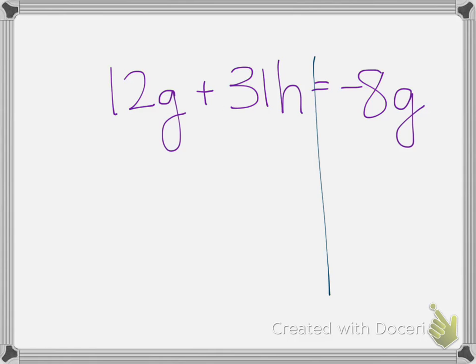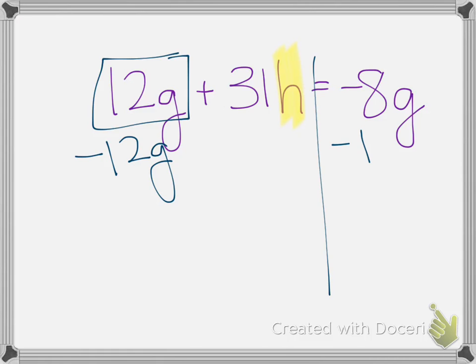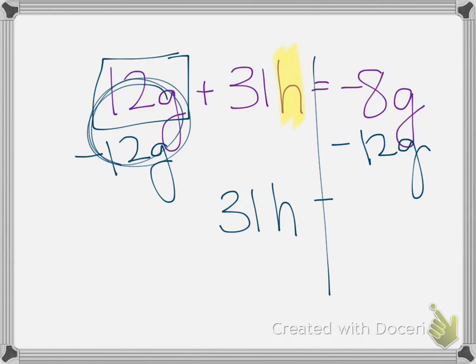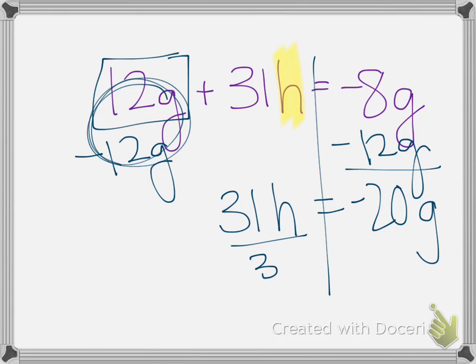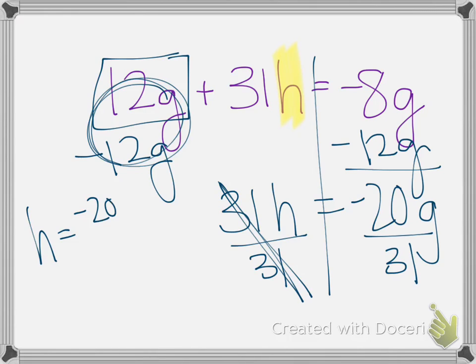Okay, this one we're going to get h by itself, h again. And so this 12g, again, that's stuck together, and we need to move it all at once. So we're going to minus 12g to get 0, minus 12g. Here's 0, 31h equals negative 8 minus 12 more is negative 20g. And then I can divide this by 31 on both sides. 31 over 31 is 1. H is negative 20g over 31.